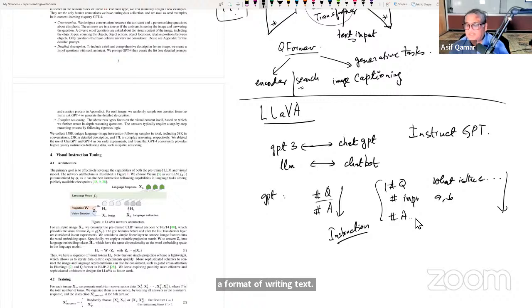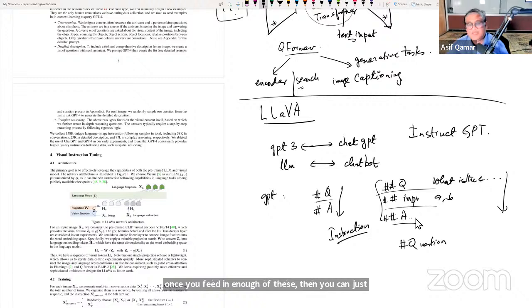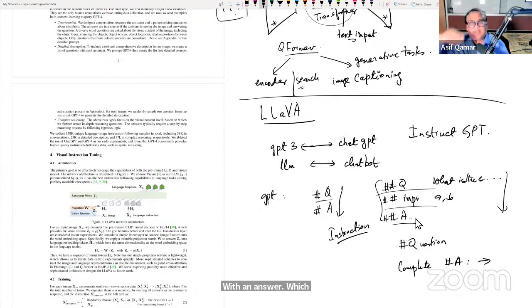But because these machines have seen a lot of these hashtags or HTML tags and so forth, they pretty much know that these are boundaries, demarcators. Once you feed in enough of these, you can just feed it a question, and ChatGPT and these things will do completions. It will complete it with an answer. It knows that when I get a question, I need to respond with an answer.